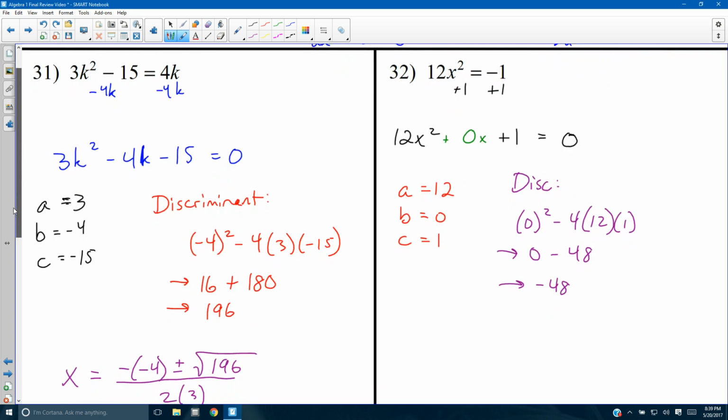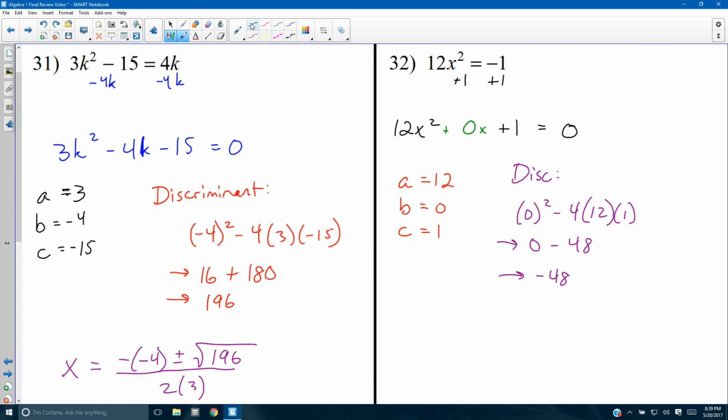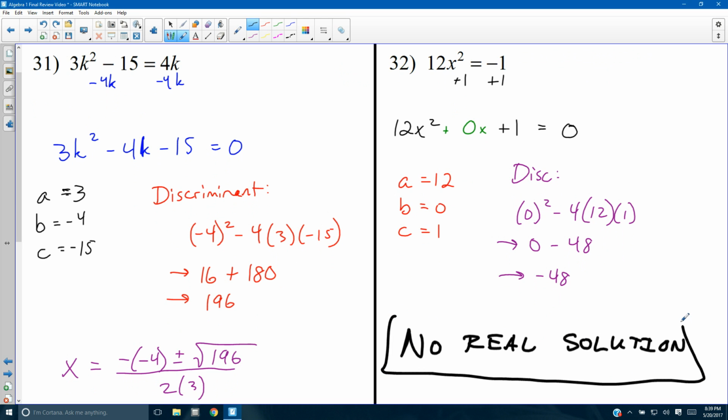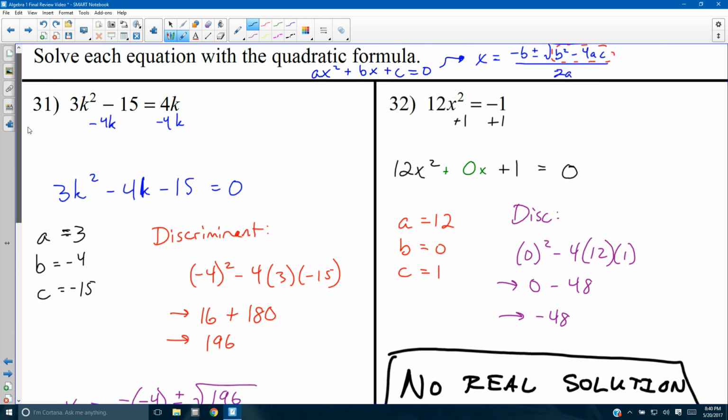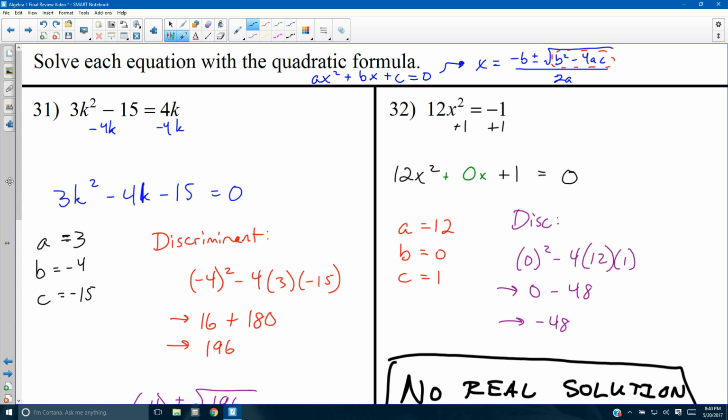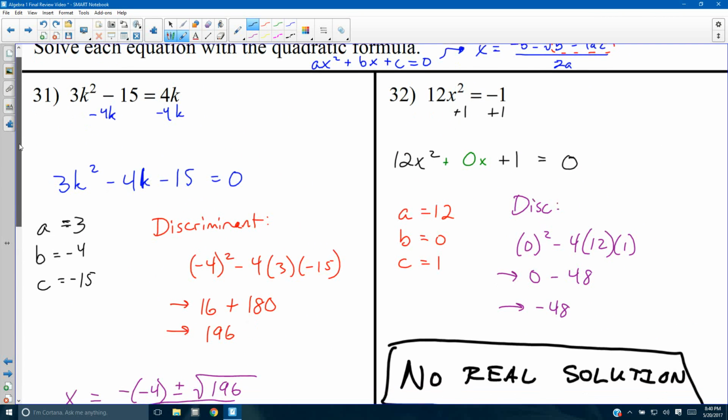We get to stop all work and write this simple answer: no real solution. There are no real numbers that we will get as a result of this. There are things called imaginary numbers and the complex number field. And no, I'm not making that up. You'll learn that stuff in Algebra 2.